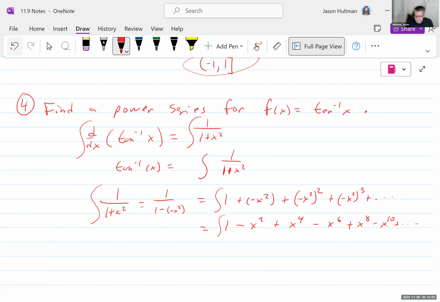Integrate each term. So again, when I integrate, I've got to have my constant, plus x, minus x cubed over 3, plus x to the 5th over 5, minus x to the 7th over 7, plus x to the 9th over 9, minus x to the 11th over 11, plus dot, dot, dot, right?